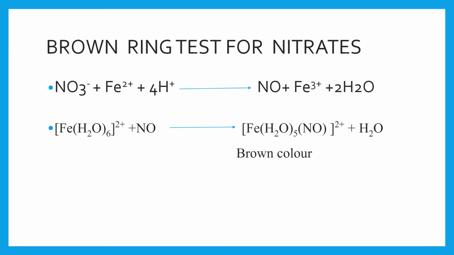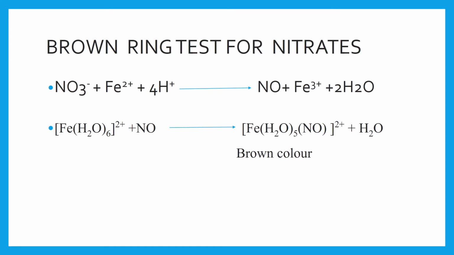Now we shall learn what is brown ring test. So this is a test for confirming the presence of nitrates. When a nitrate salt is treated with freshly prepared ferrous sulfate solution along with a few drops of concentrated sulfuric acid, the following reactions are found to happen.